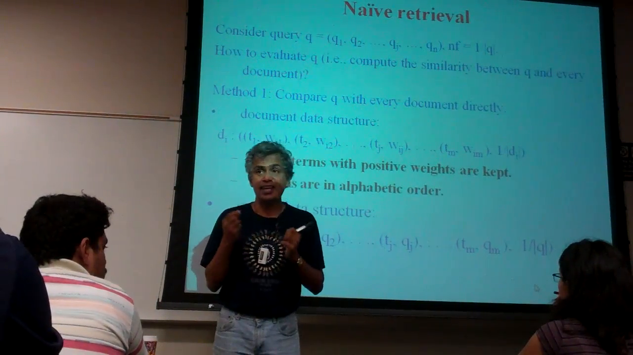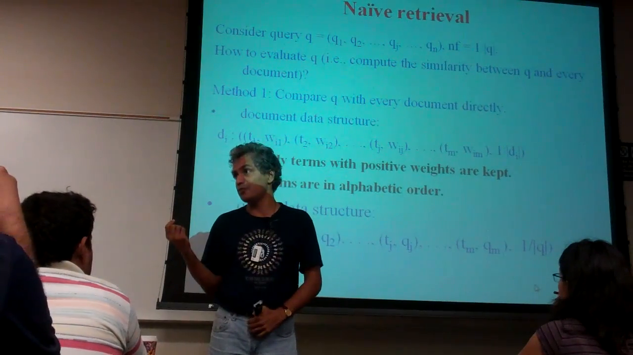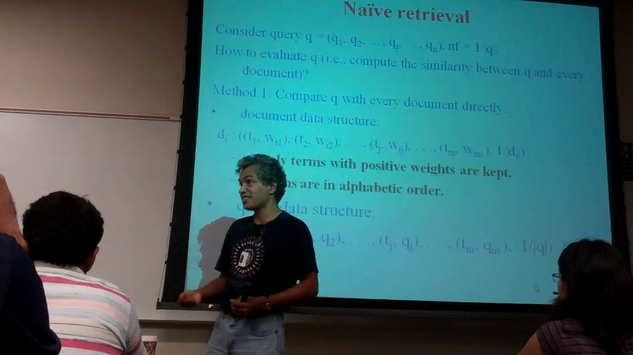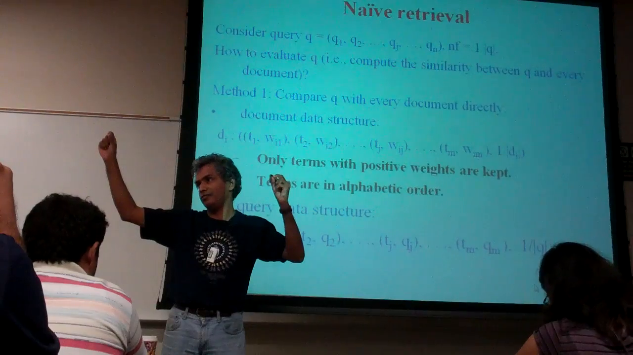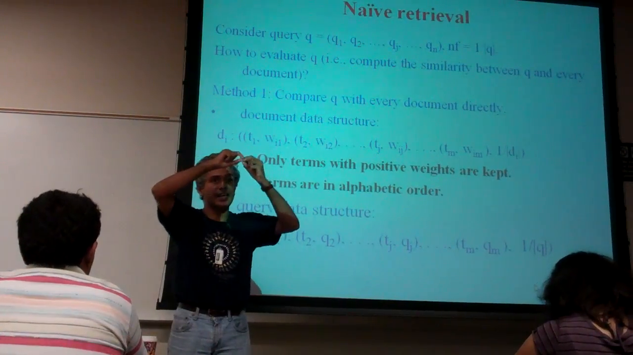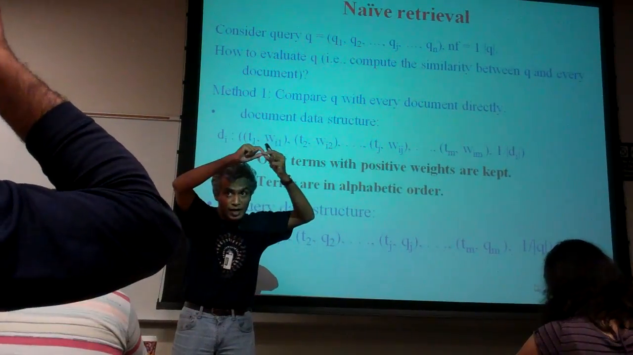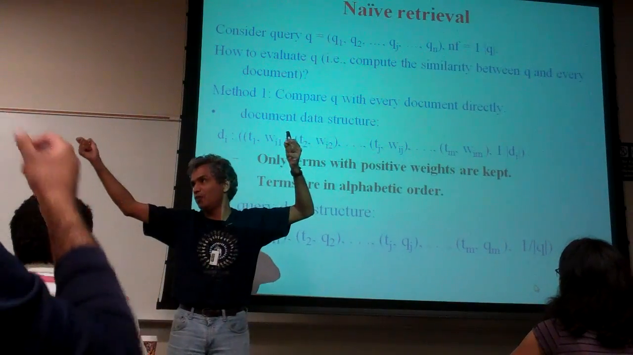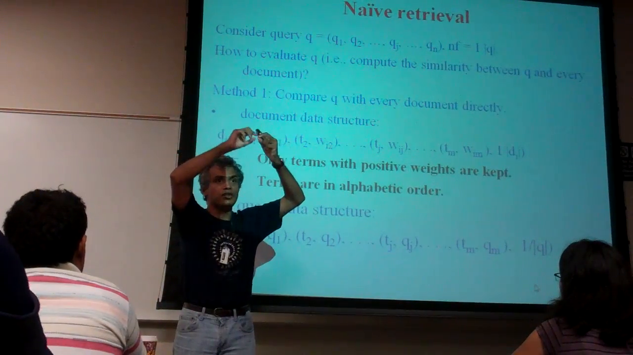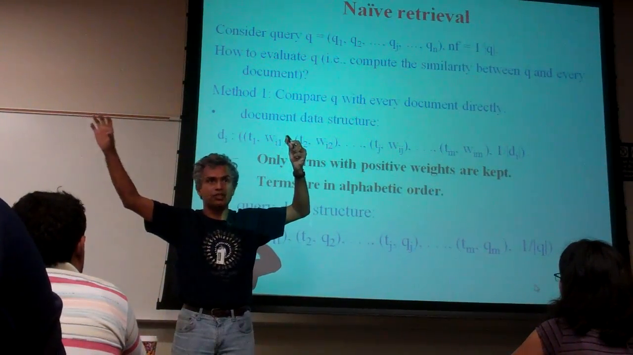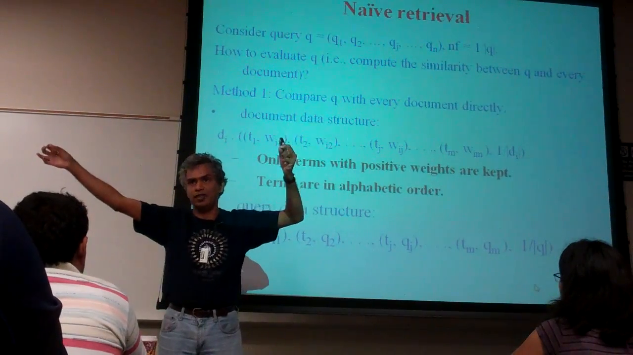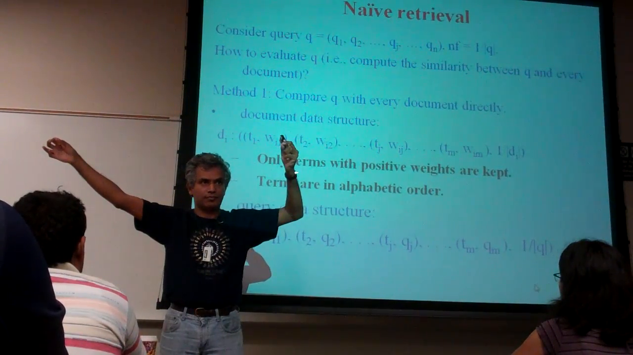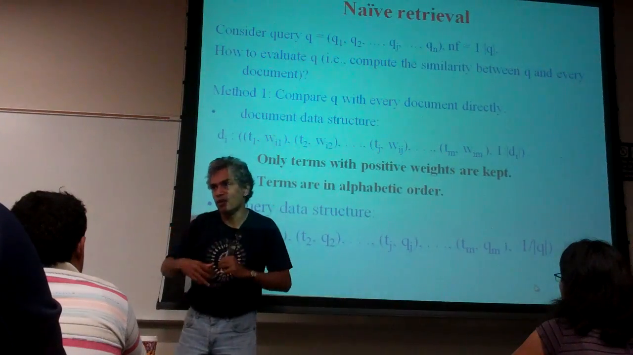Okay, of course you're paying a little price. Nothing comes free. The price you're paying is you're constructing this index upfront. Since any word can be a query word, for each word you need some data structure showing this word occurs in all these documents. So that's called an inverted index.